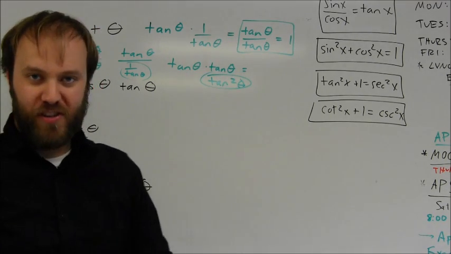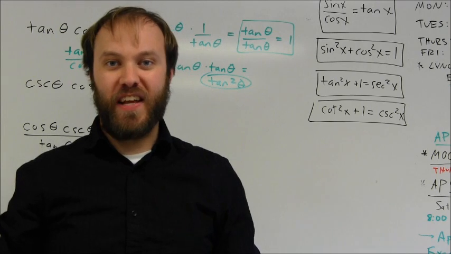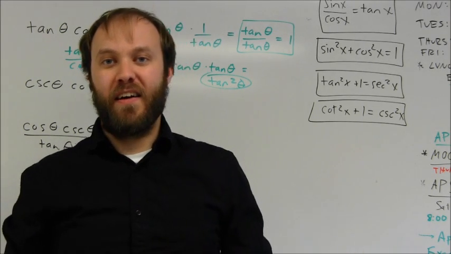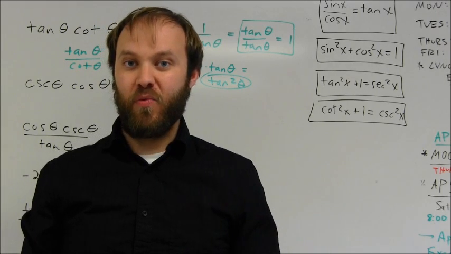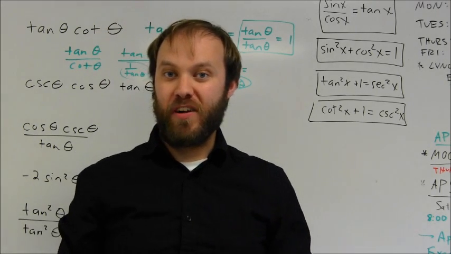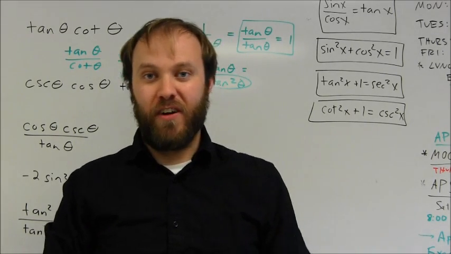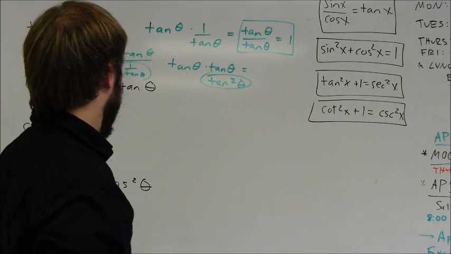So be careful. Don't just decide, well, I see 2 reciprocal functions, the answer is going to be 1. It depends. If they're being multiplied, then you're going to end up with it canceling out to 1. If the 2 reciprocal functions are being divided, you're actually going to get a square of that trig function. So watch for that. Okay?